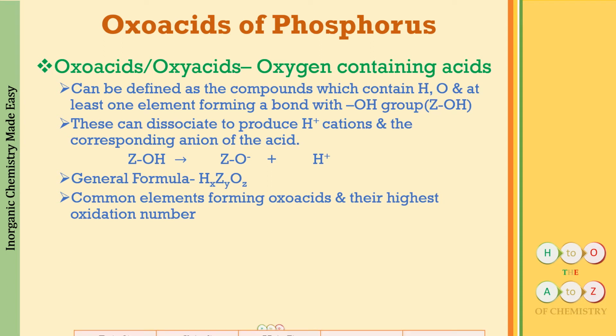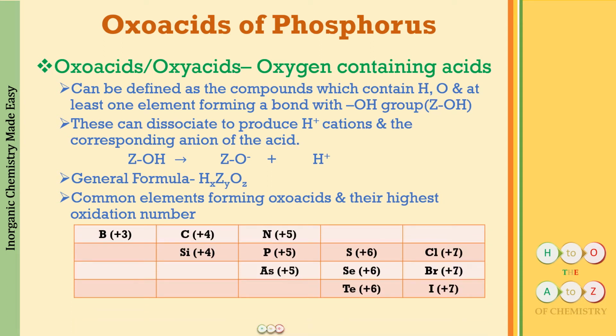So the common elements which form these oxoacids are the p block elements. Generally, these are non-metals which form these oxoacids, but this does not mean that these are the only elements which form oxoacids. D block elements, for example, manganese, chromium, do form oxoacids as well. Here we are just talking about the common p block elements which form these oxoacids, which are very importantly asked in the examination.